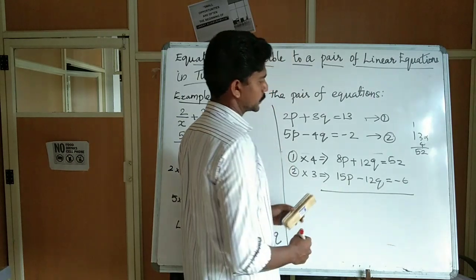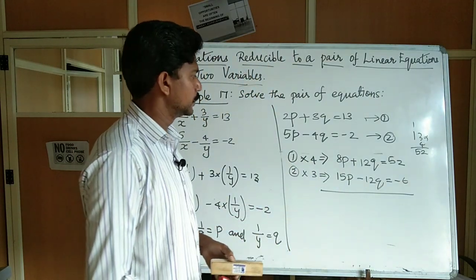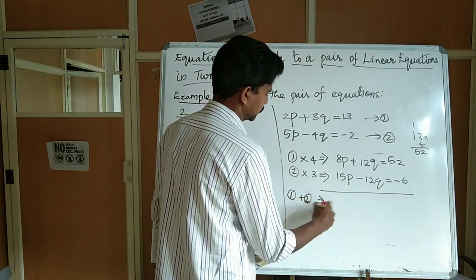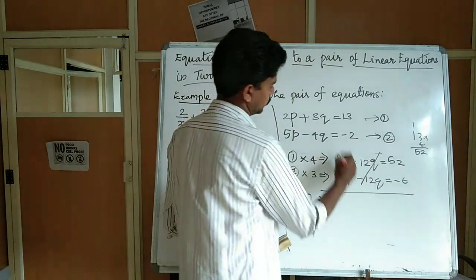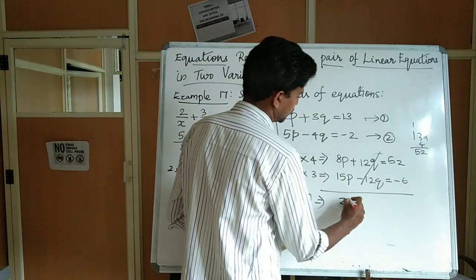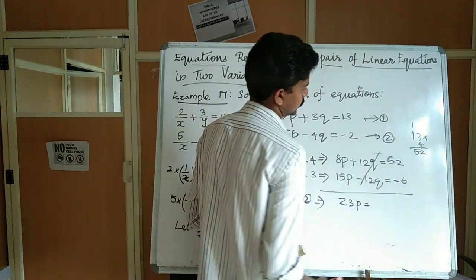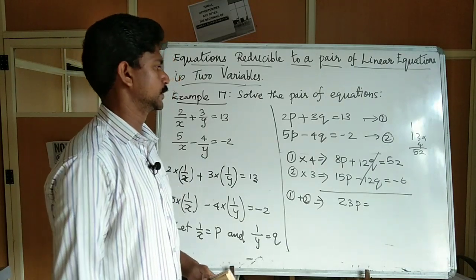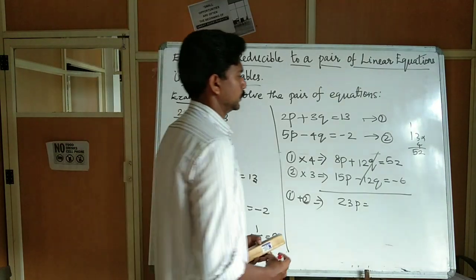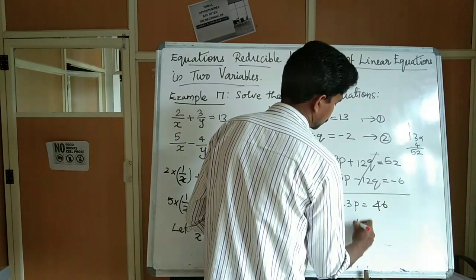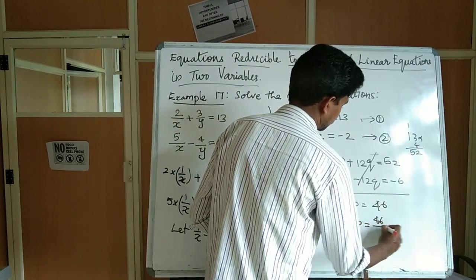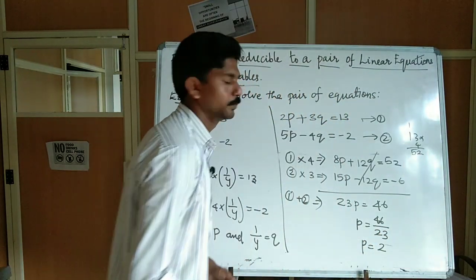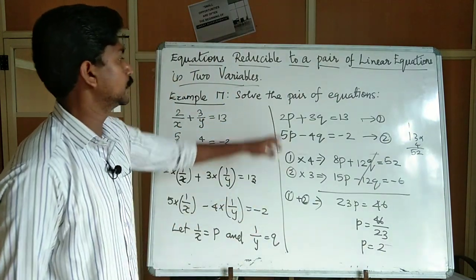Now what we can do is add these two equations, because when we add, the q terms will be cancelled. So equation 1 plus equation 2. When we add these two, what do we get? 23p is equal to 52 minus 6, how much do we get? 46. So p is equal to 46 divided by 23, p is equal to 2. Value of p is 2. That we can substitute in any of these equations.